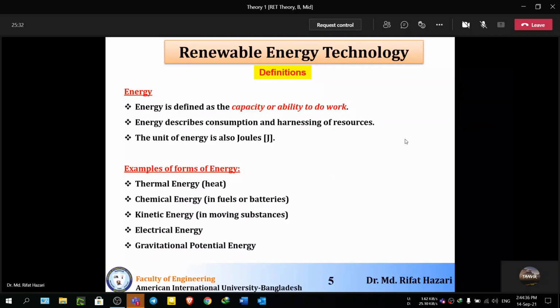Engine is converting the thermal energy to the mechanical energy, right? And if you connect the generator to the shaft of the turbine, then you are getting electrical energy. But before using the generator on the shaft, you are getting mechanical energy. Yes, that's right. Anything else?